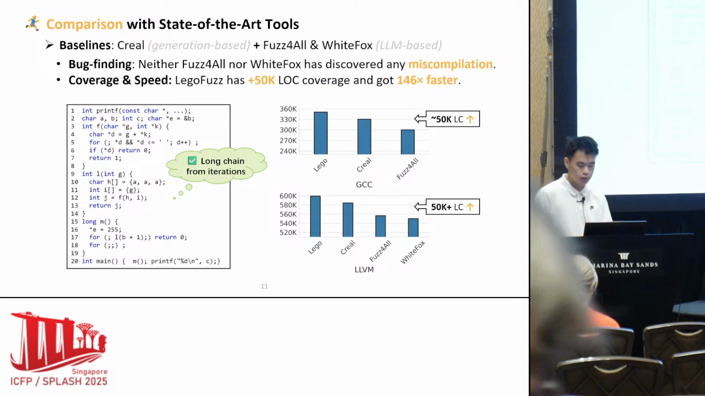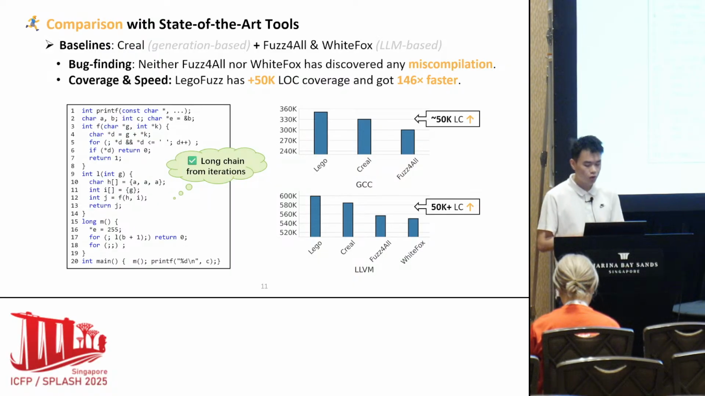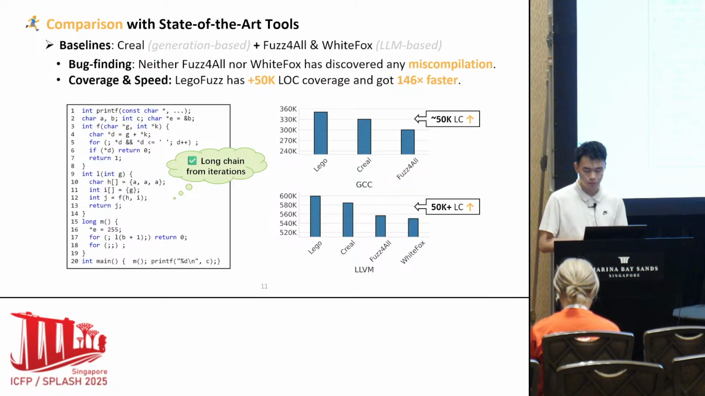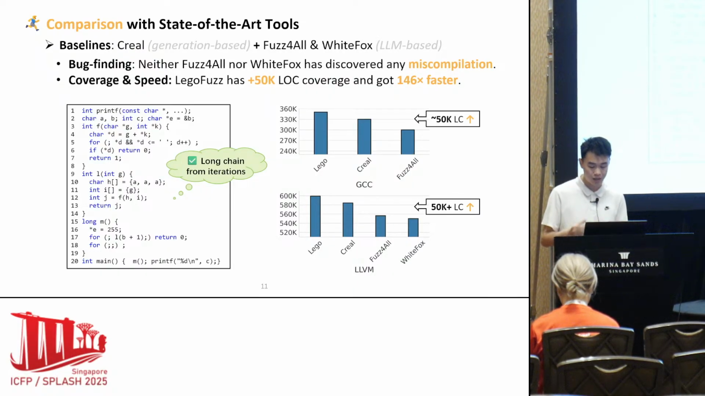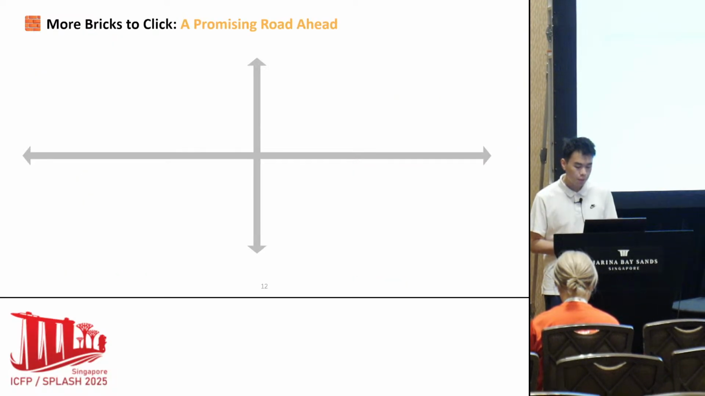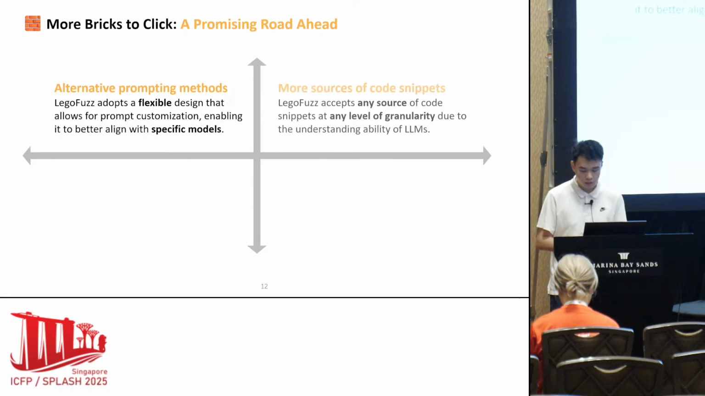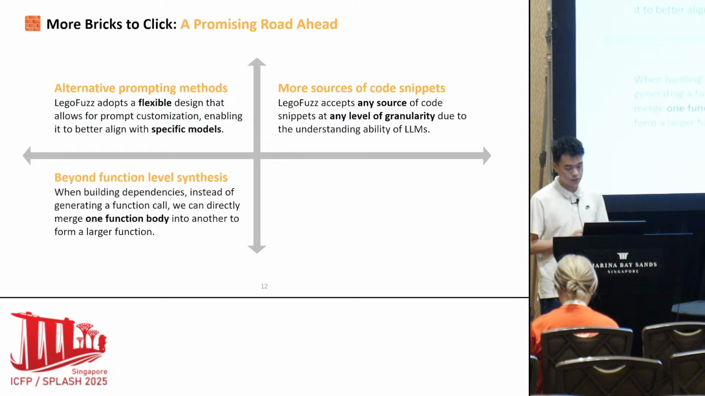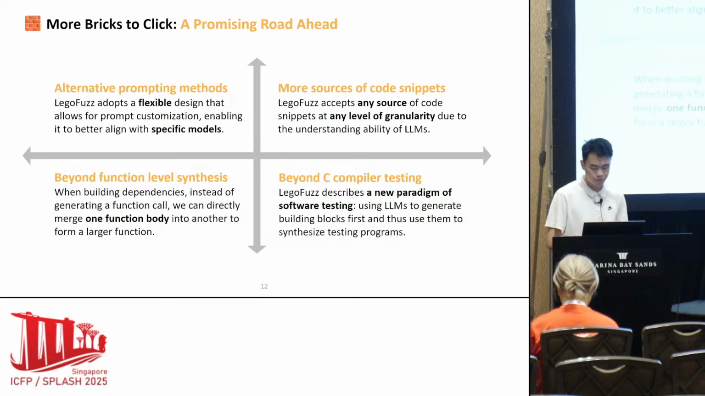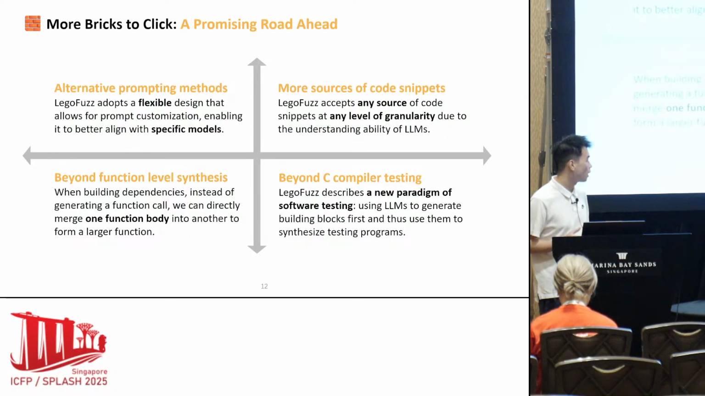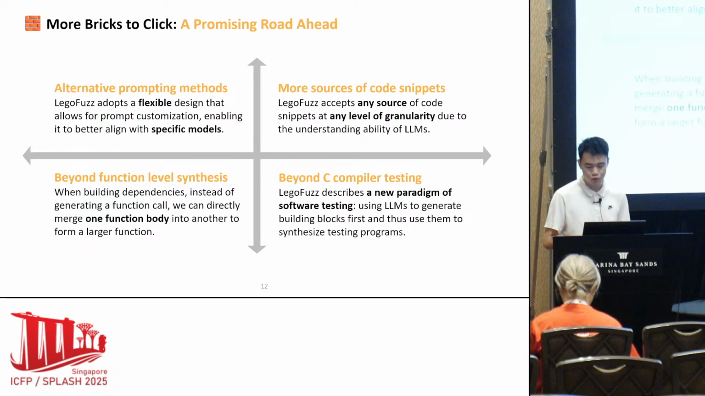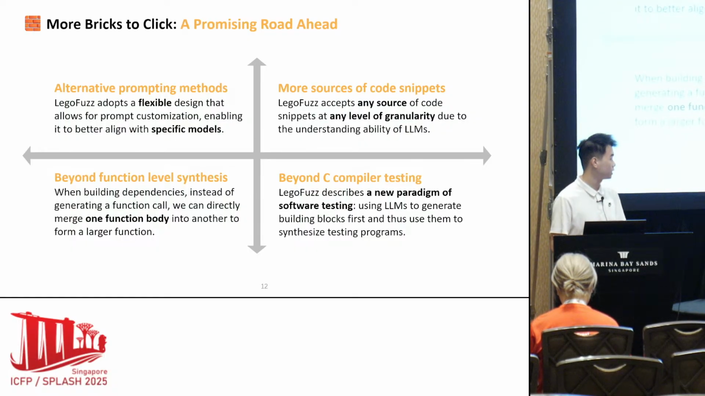The example on the left shows one of our synthesized programs. It forms a long dependent chain built through multiple iterations, which helps expose complex compiler behaviors that many other tools simply miss. To wrap up, LEGO Fast opens up several promising directions for future work. First, we can explore alternative printing methods. Second, we plan to incorporate more source code snippets. Third, we can go beyond function-level synthesis. And finally, beyond C compiler testing. This brick-by-brick idea doesn't just stop at compilers. It points to a broader future for LLM-driven program synthesis and automated testing.